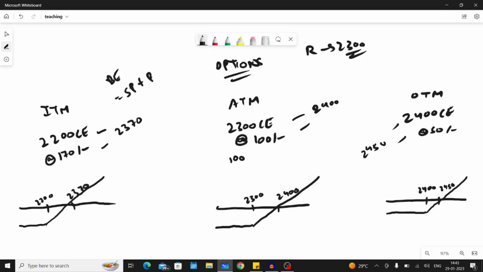So this is going to cost us 100 into, what is the lot size? It is 250, right? 100 into 250. So this is going to cost us 25,000. So the maximum loss in this scenario is the premium, right? It is 25,000.